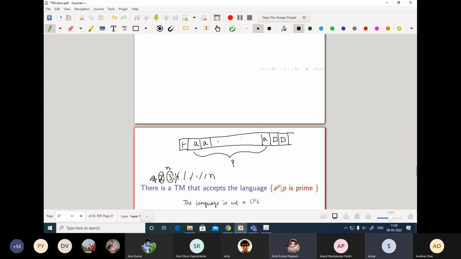So look at the circled numbers. These are the prime numbers from 1 to n. If n is circled, then n is also prime. So basically you have to do the same thing over here. How will you do it?